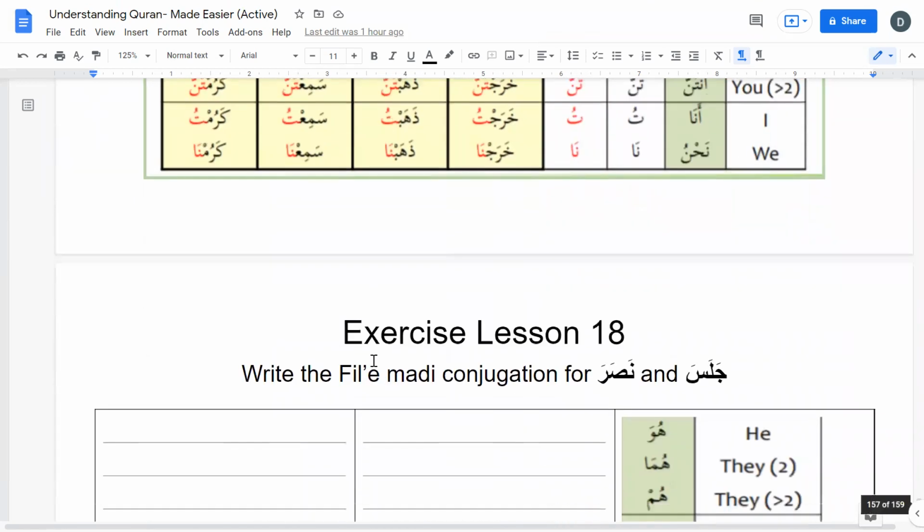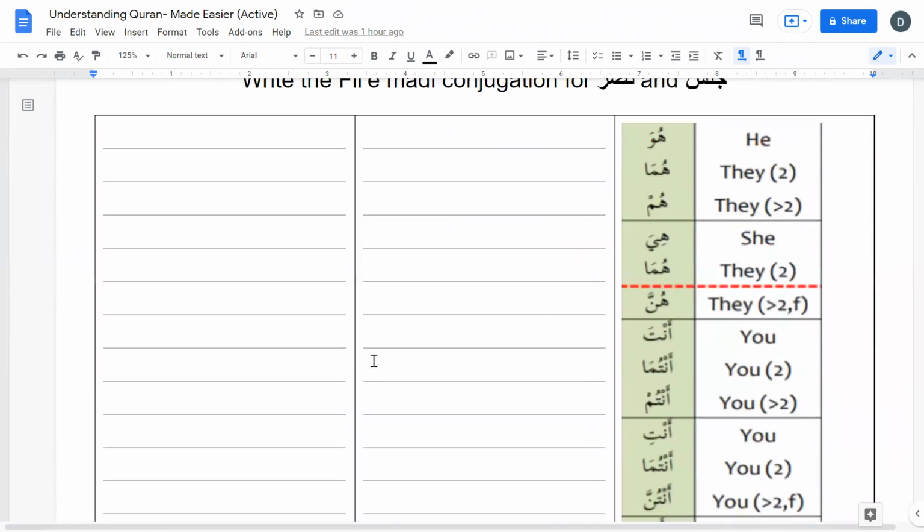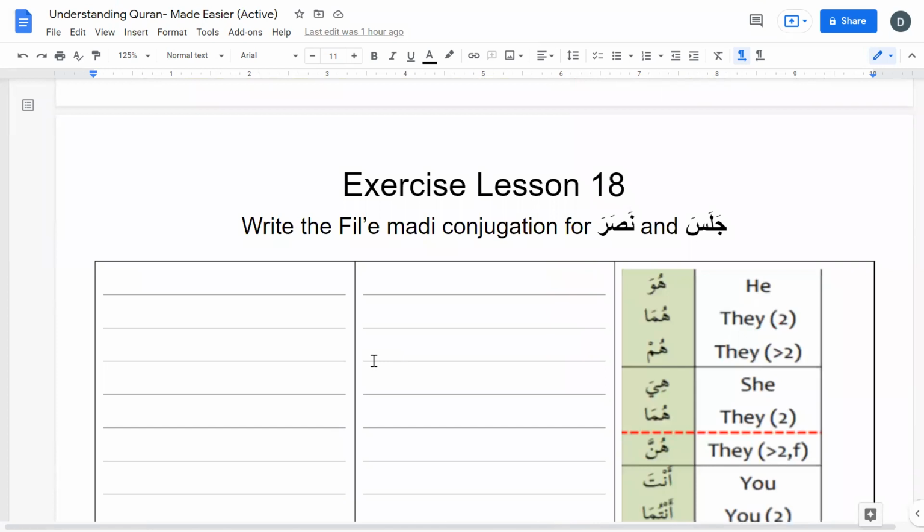And then we have an exercise. Inshallah, we'll do this exercise in our interactive session.